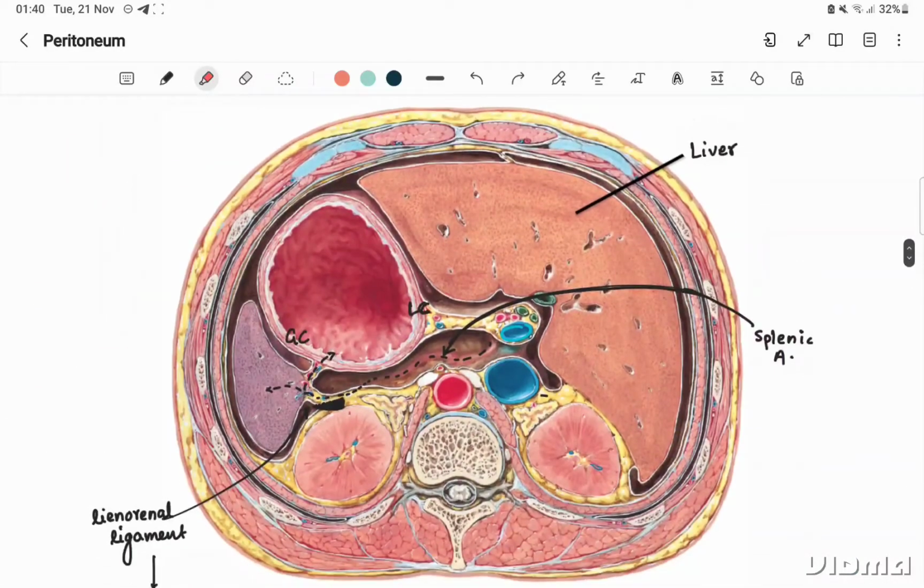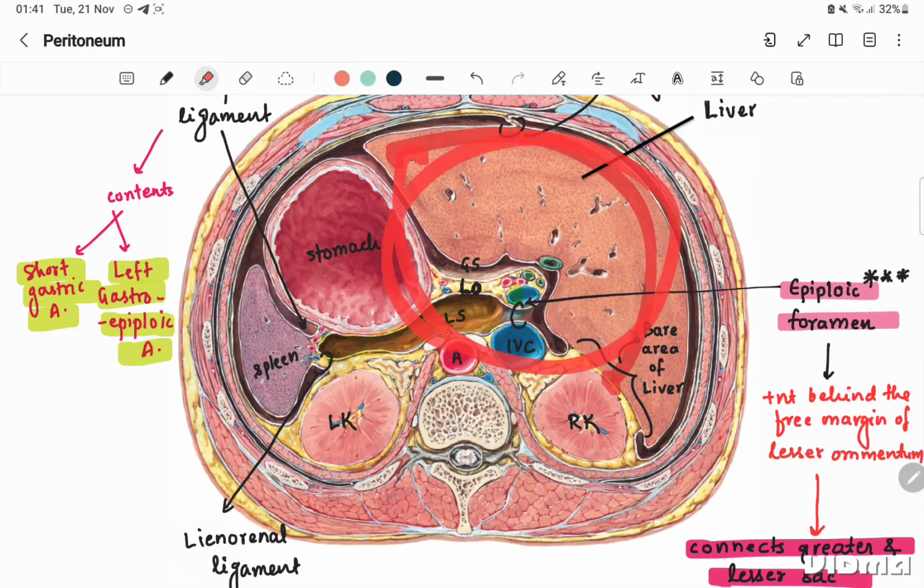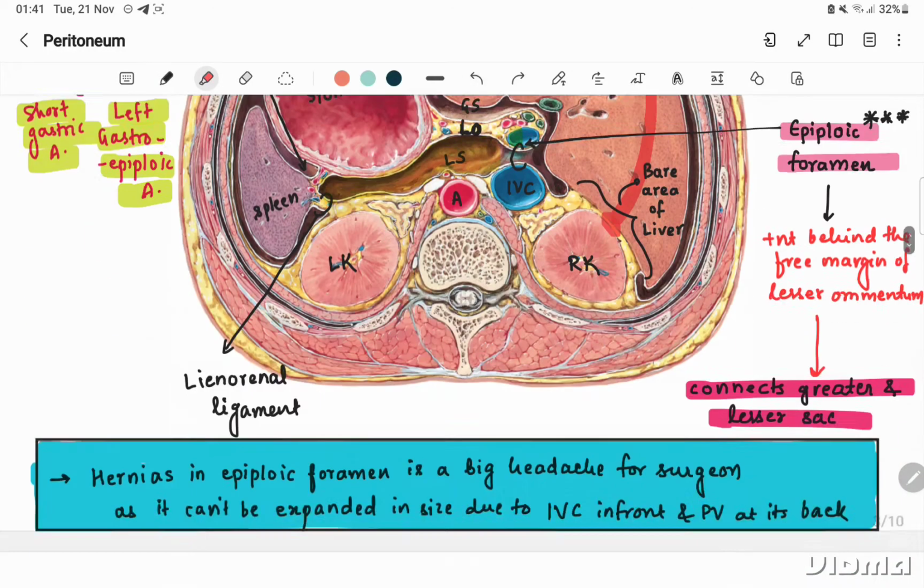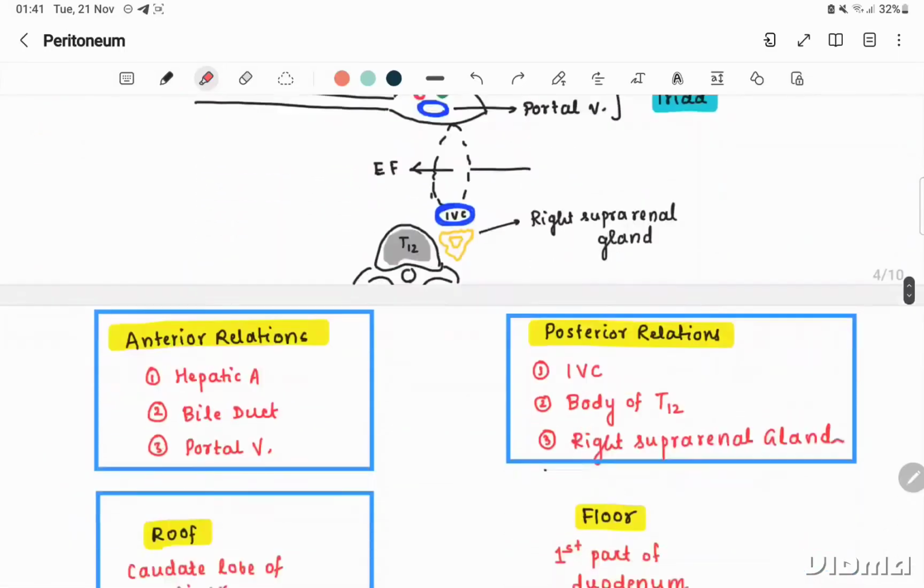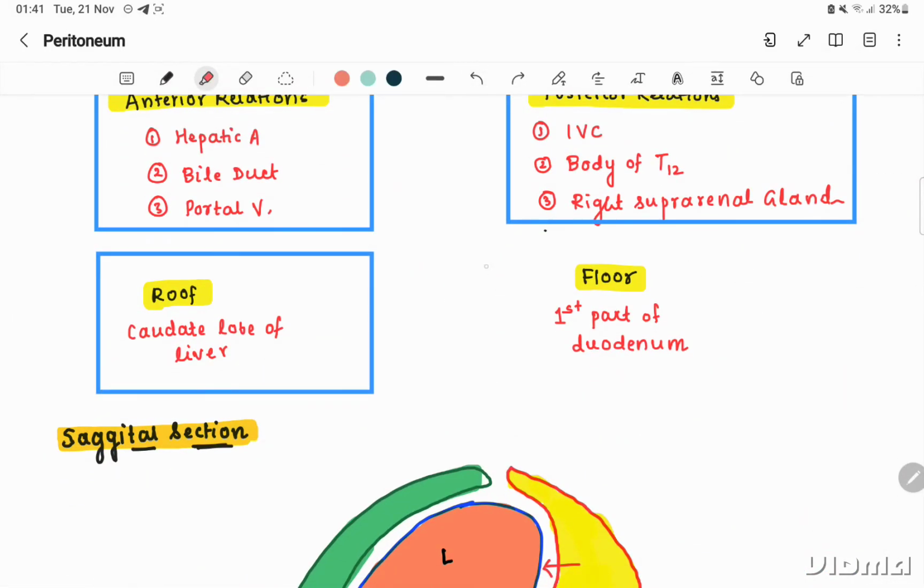If you can appreciate here, the epiploic foramen is present. So what is the roof? The roof is the caudate lobe. This liver must be present in this plane. The caudate lobe of the liver, that is the fourth lobe, will form your roof, and the floor is the first part of the duodenum. So you can just remember the roof and floor.